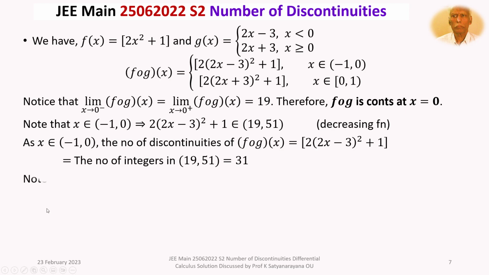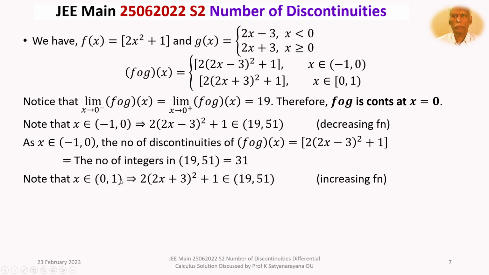Agreed. Now note that x belongs to the open interval 0 to 1. One may ask, sir, x belongs to the semi-closed interval, closed at the 0 end, but now we are taking the open interval. Why? Because at x equal to 0 it is continuous. Therefore, we cannot take it because we are now counting discontinuities. Therefore, we will count x belongs to 0 to 1.